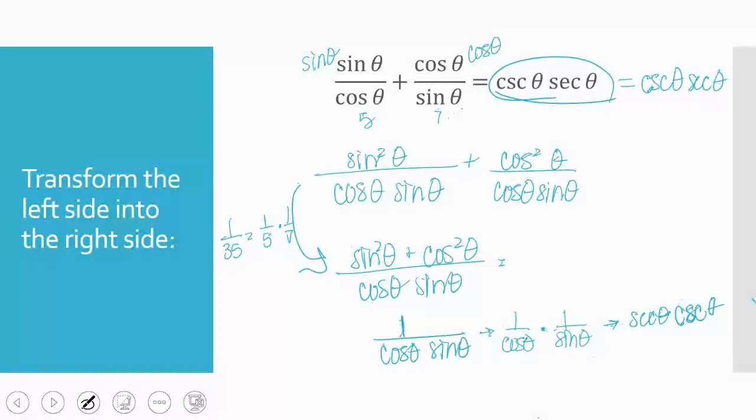So sometimes it takes just like looking at it a little bit and where do I want to get to? What identities do I have that include sine and cosine? Or maybe I don't have an identity, so I'm just going to try some math stuff like combining fractions and go from there, okay? So I hope this has been kind of helpful for you to give you examples.